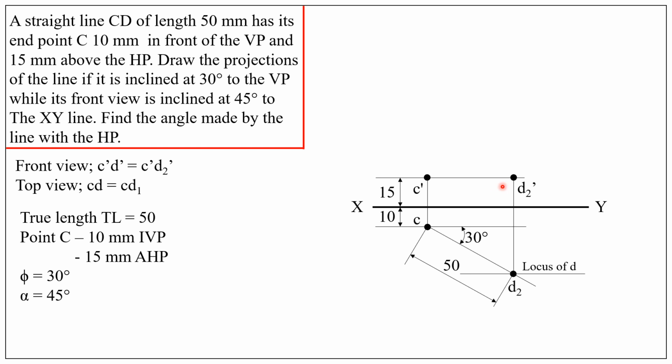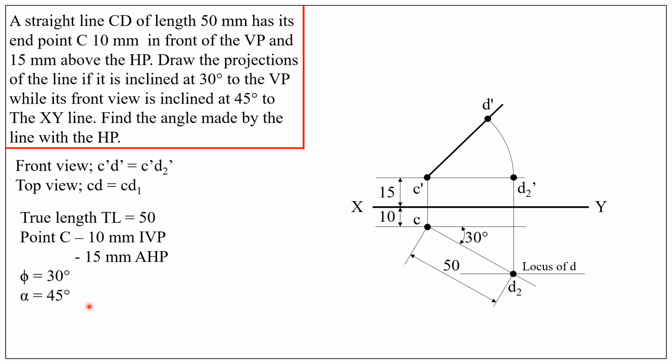What about the orientation of the actual front view? It is given the front view is inclined at 45 degrees to the XY line. That is, the apparent angle of inclination alpha is 45 degrees. Therefore, through C dash, draw a 45-degree line. On this 45-degree line, with C dash D2 dash as radius and C dash as center, draw an arc and obtain point D dash. So C dash D dash is the required front view.